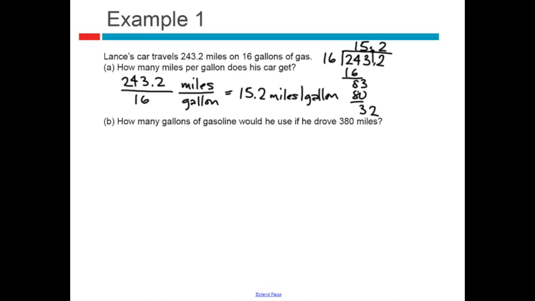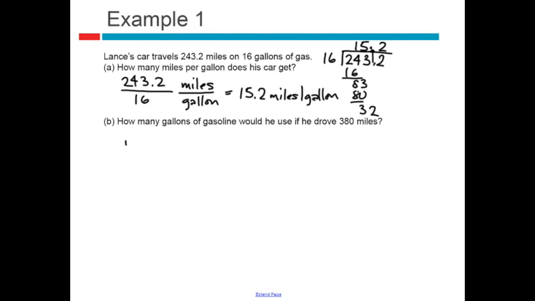So once again, I divide the number of miles by the number of gallons, and that gives me 15.2 miles per gallon. In Part B, we're asked how many gallons of gasoline would he use if he drove 380 miles. What I can do is divide the 380 by the 15.2 and get the number of gallons.